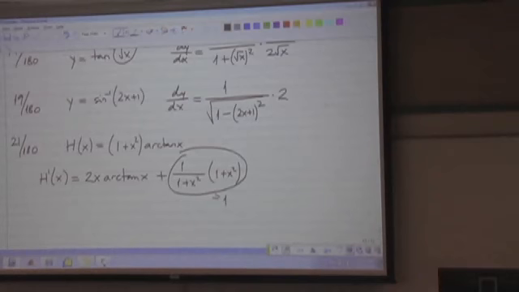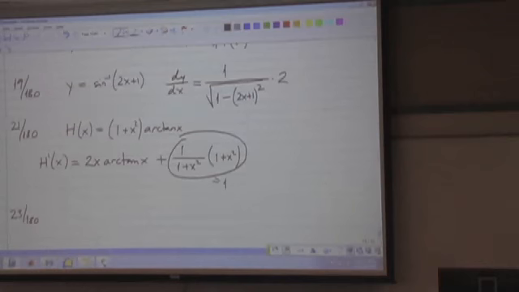23. Since we learned so many different functions, why shouldn't we just combine them? Cosine inverse of e to the 2x.